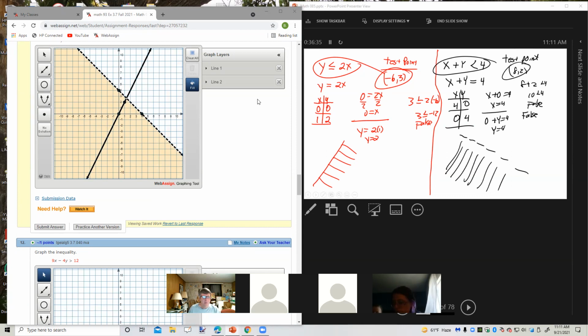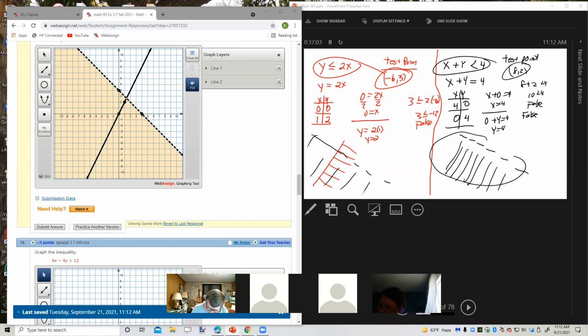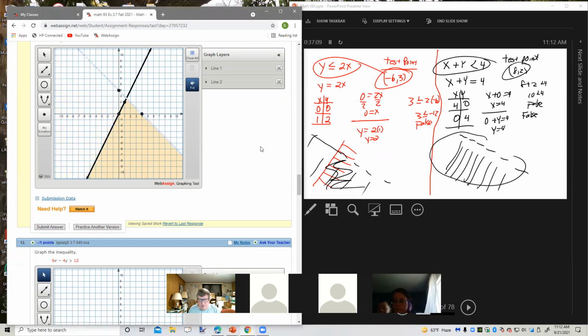Okay, so in review, the red one, which is this solid line, would be shaded here and here. The dashed line, the black line, would be shaded here and here. So where do the two overlap? If we take this and put it over the top of this, it's going to be down in this lower piece right there. So there is the solution. Any questions about that?